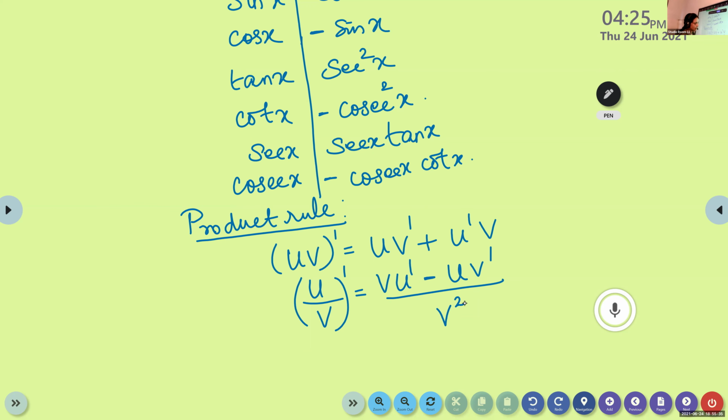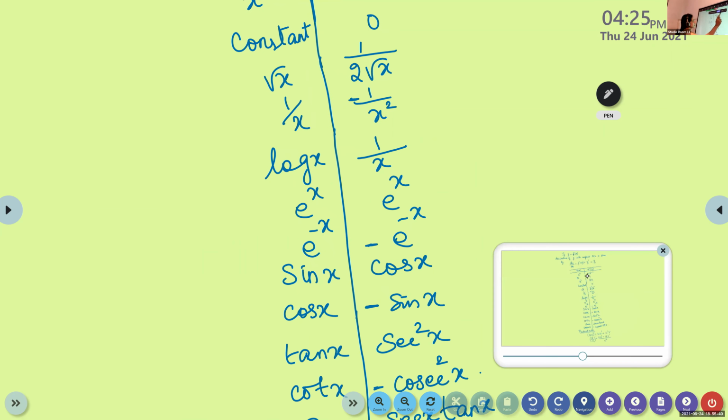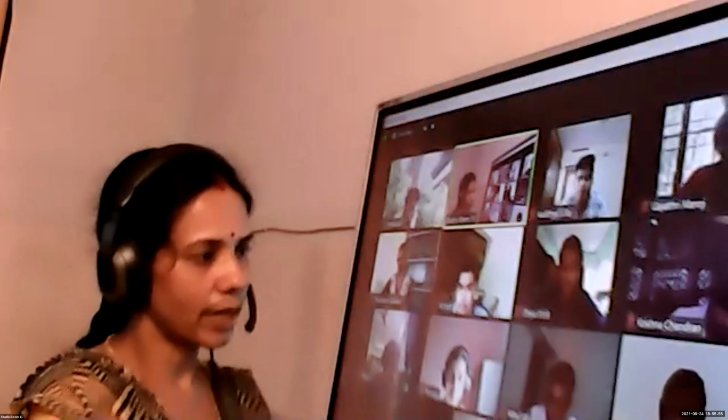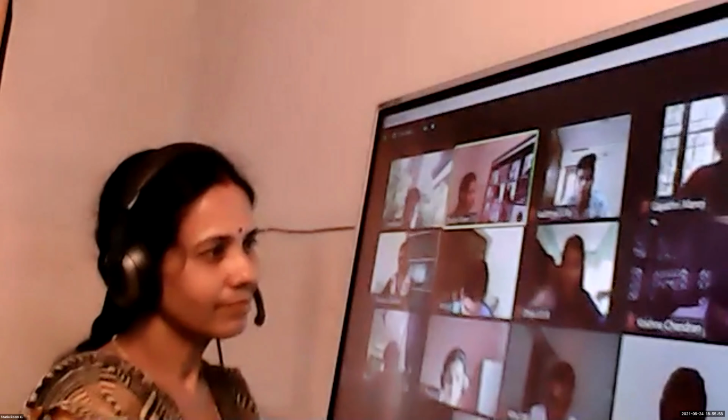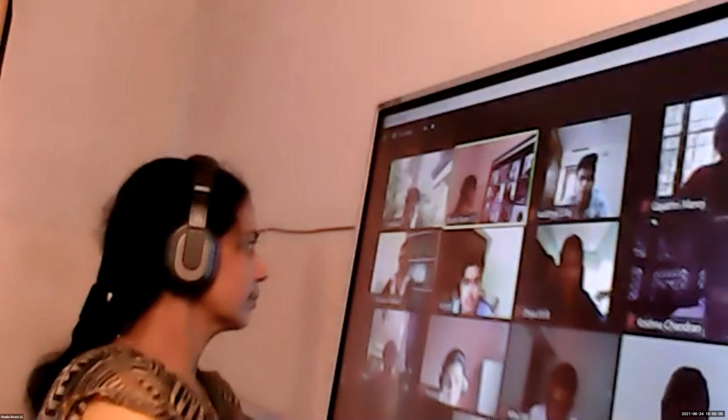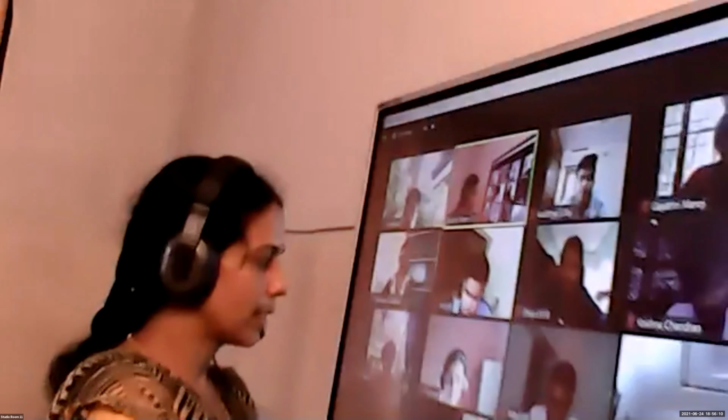Once again, recall all these formulas that you have learned. What is the derivative of x raised to n? n x raised to n minus 1. Derivative of log x? 1 by x. Derivative of root x? 1 by 2 root x.